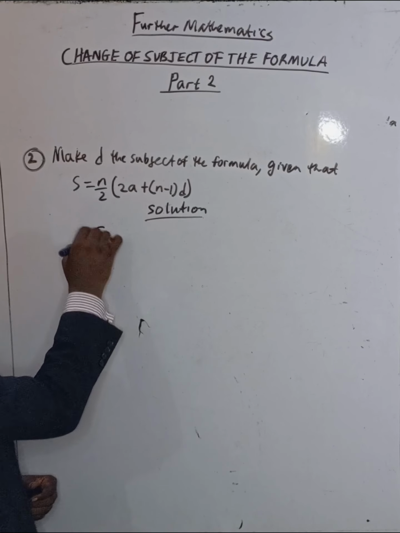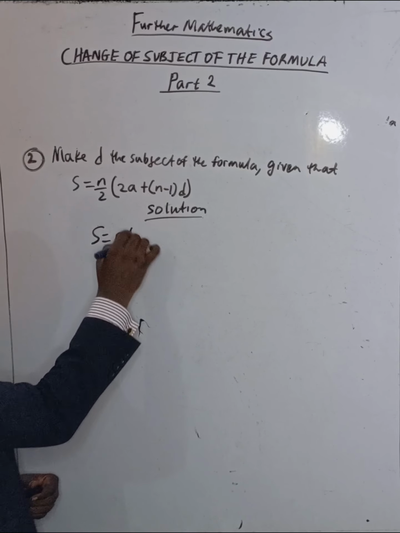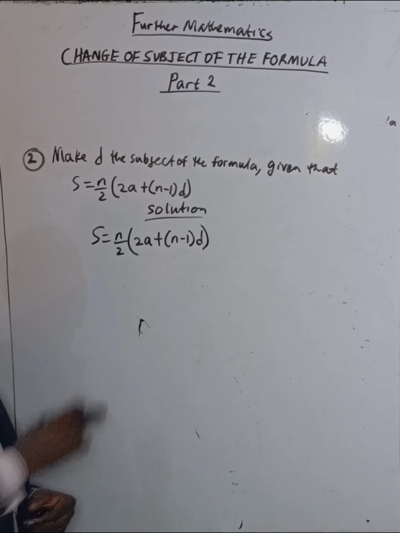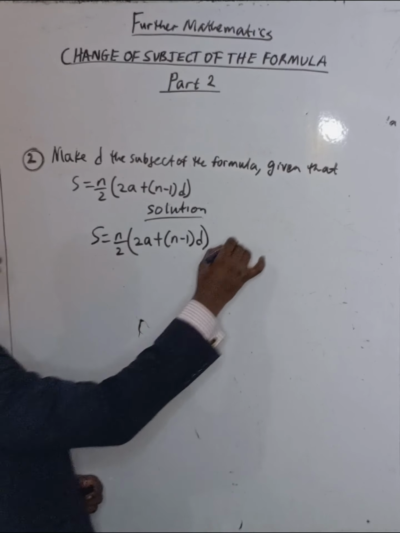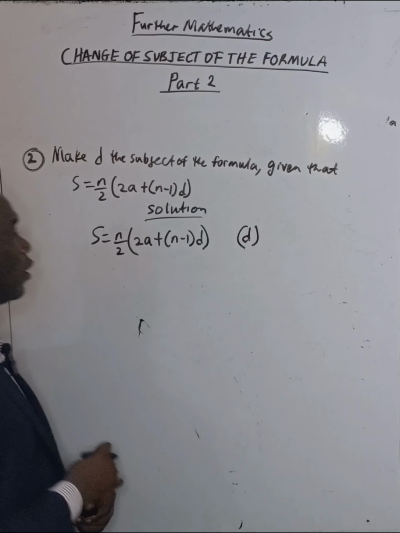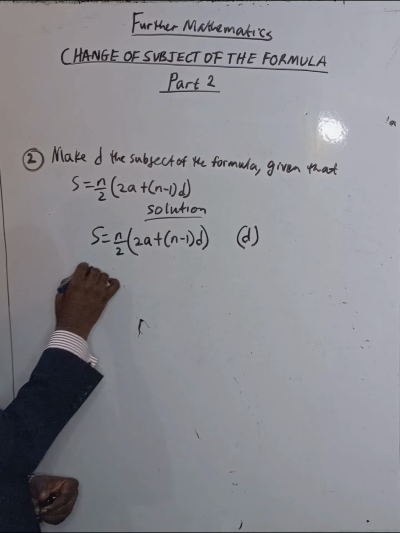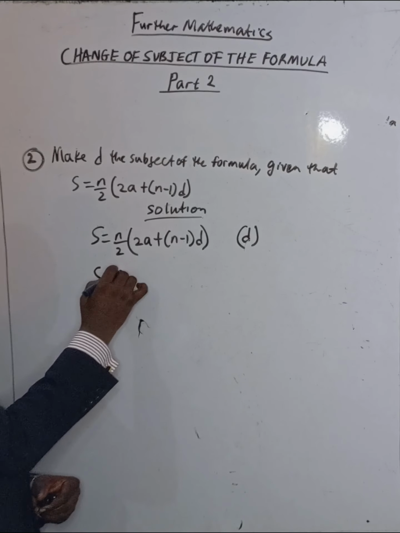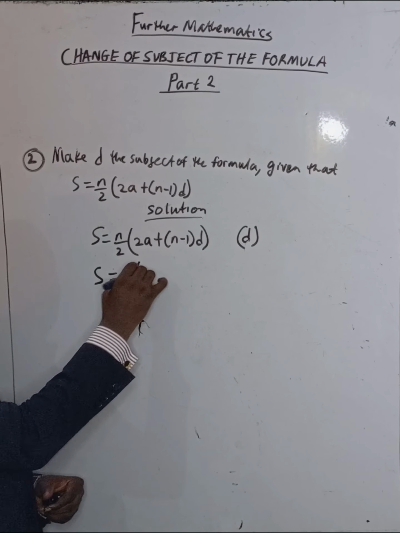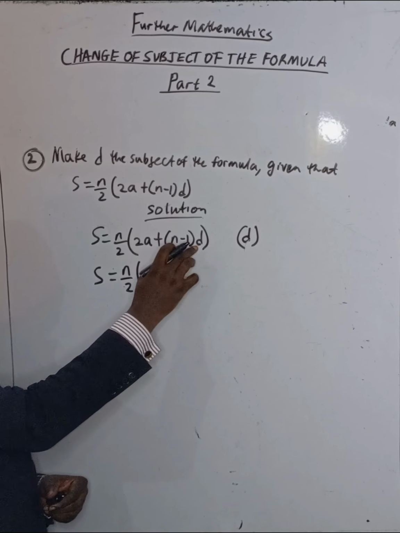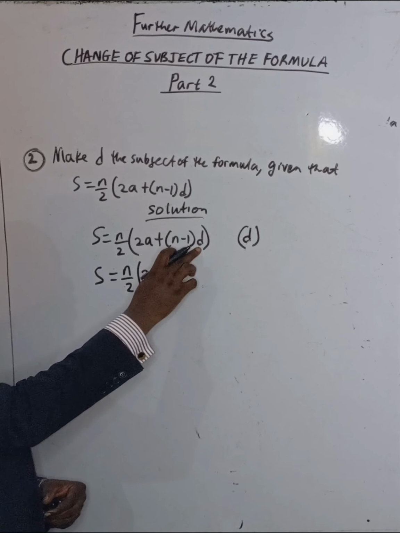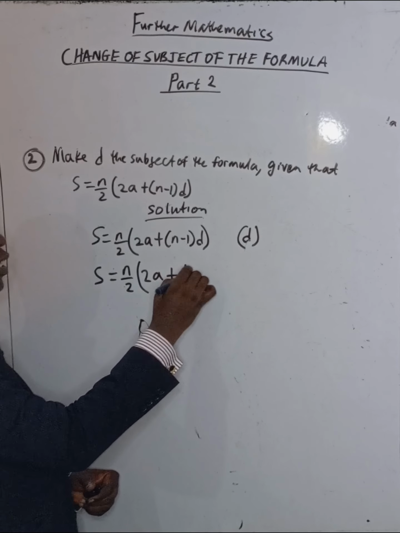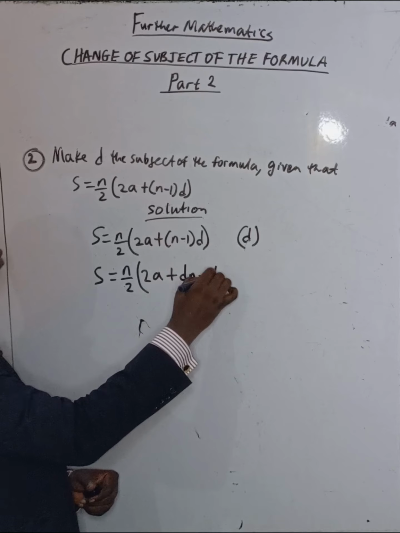You have S equal to n over 2 into bracket 2a plus n minus 1 in bracket, close D, close it. You make D the subject of the formula. Put D in a bracket. The first thing you need to do here, write this. When you look at this very well, you can write n over 2, open the bracket, 2a plus, then open this bracket using D to multiply. So D times n, you have dn, minus D times 1, you have D.